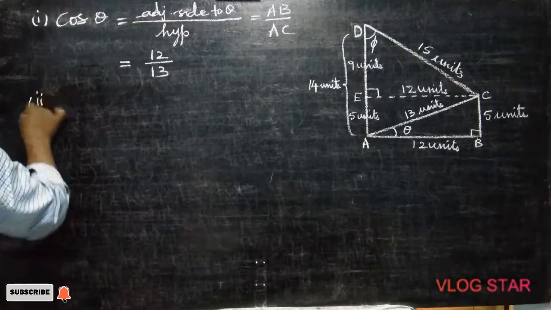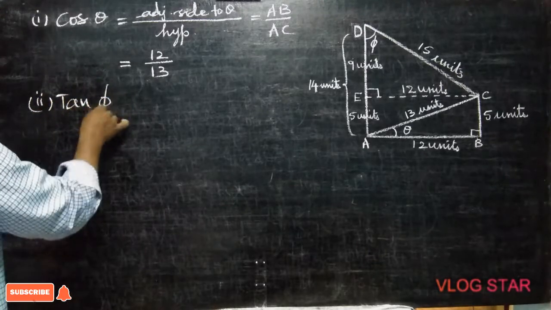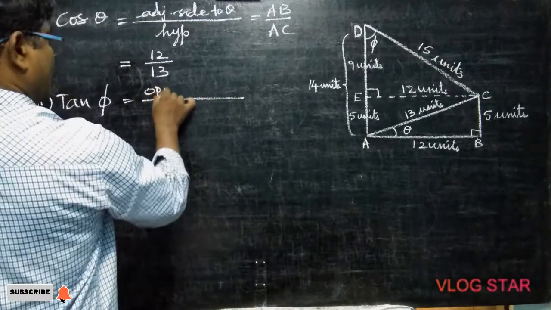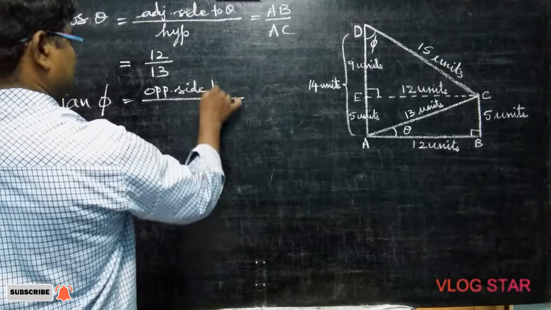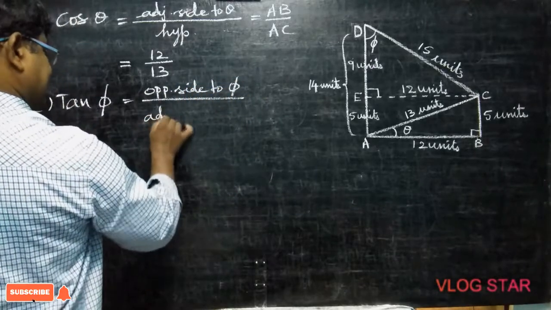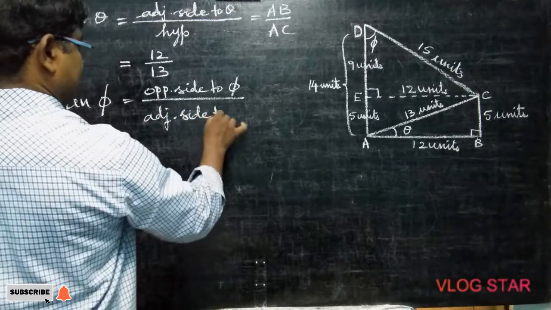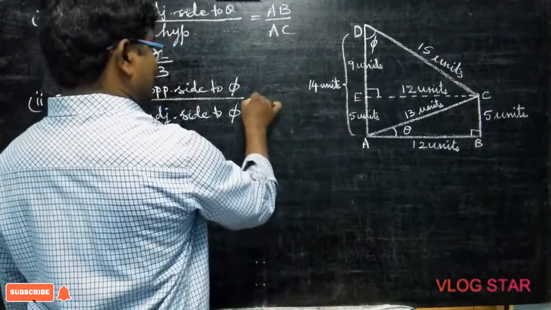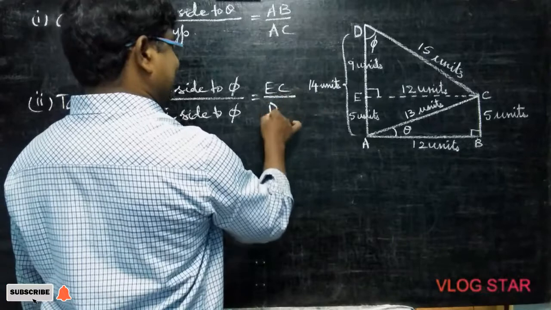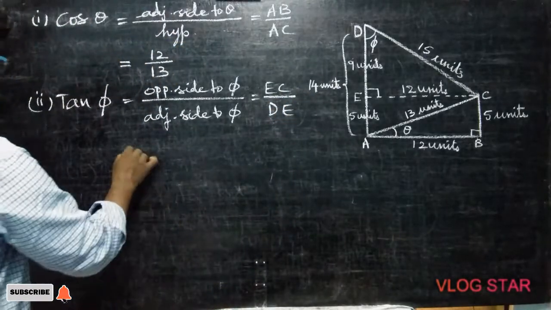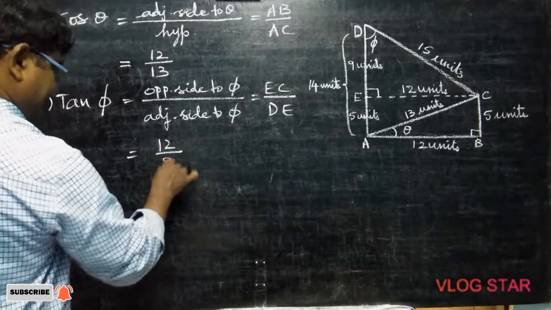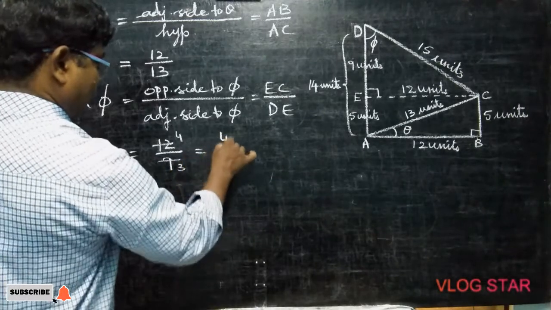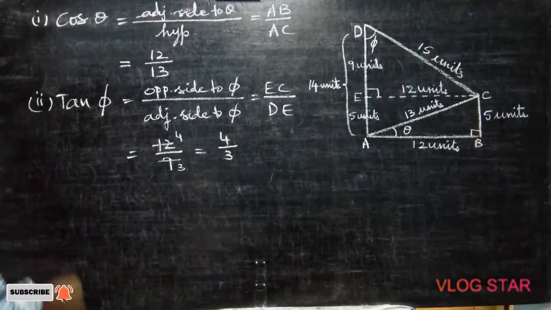Second one they are asking tan phi. Here phi is there. What is tan? Opposite side to phi by adjacent side to phi. From this side you have to see. This is opposite and this is adjacent. So EC by DE. So 12 by 9. Here common table is there. 3 goes 4 times, 3 goes 3 times. So 4 by 3.